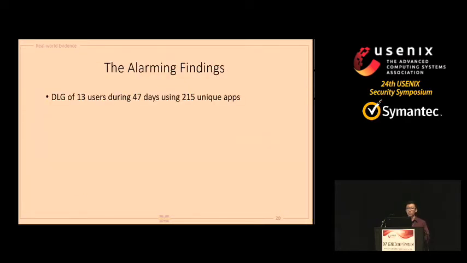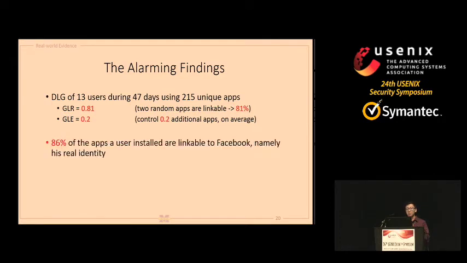And by deploying this DLG on 13 users during 47 days, we get a representative view and alarming findings. We find that 2 apps on your device are linkable with a probability of 81%. And it only requires 0.2 additional apps for an adversary to aggregate information in any of the 2 apps. Moreover, 86% of the apps a user installed are linkable to Facebook, which means your identity. Therefore, it means most of your behaviors on a mobile device are identifiable.